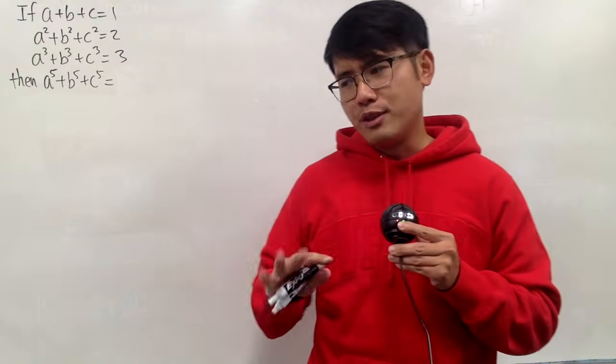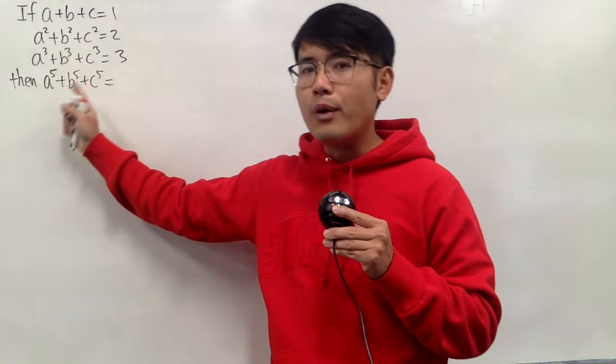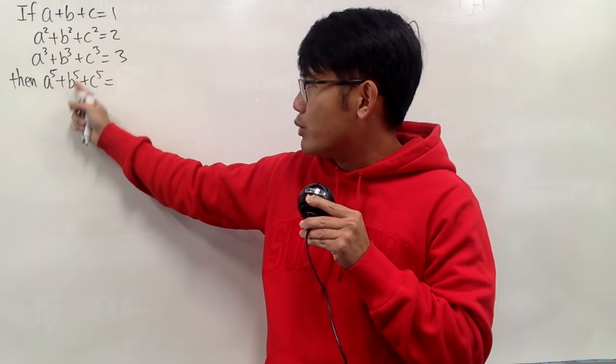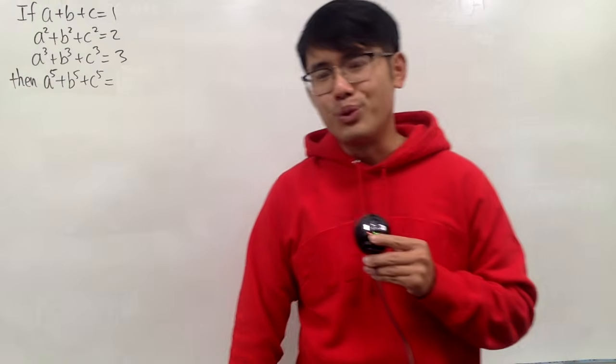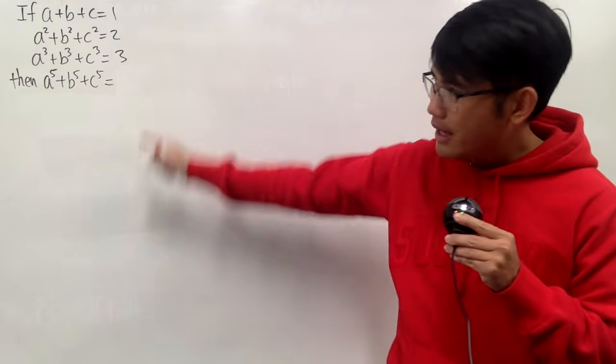And we know the fourth power is going to be too easy, so let's deal with the fifth power. Let me ask you, a to the fifth power plus b to the fifth power plus c to the fifth power is equal to what? And as always, please pause the video and try this first.